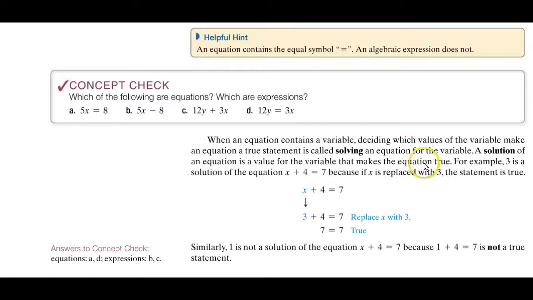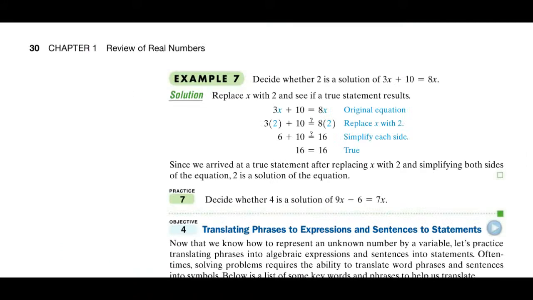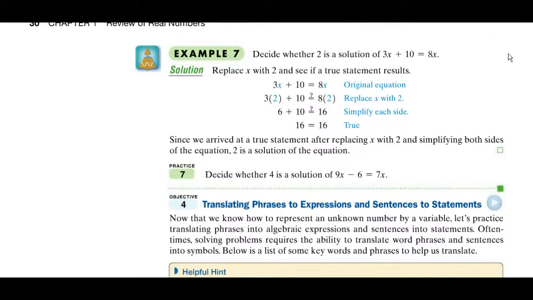So we're asked here, if we replace the x with a 3, does that make that true? Yes. But if we replace the x with a 1, it's not true. So we are asked to decide whether 2 is a solution for this. So what do we do? Well, wherever the x was, we substitute the 2. Here we get a 6 plus 10 is 16. 8 times 2 is 16, so that's true. And they'll give you others.